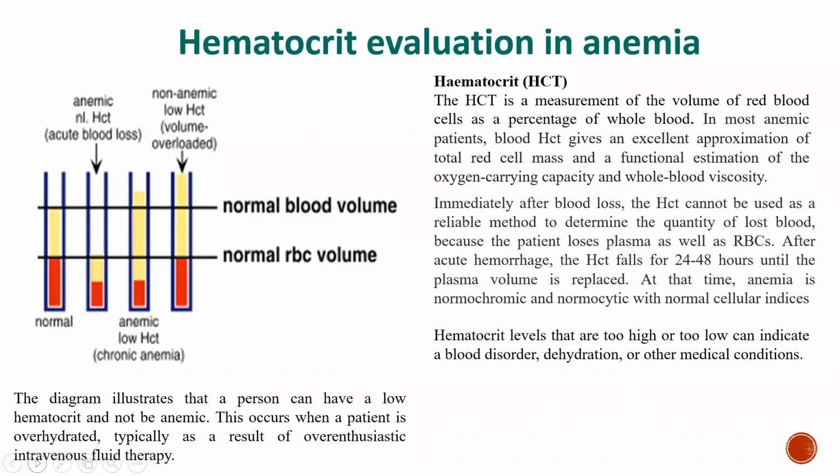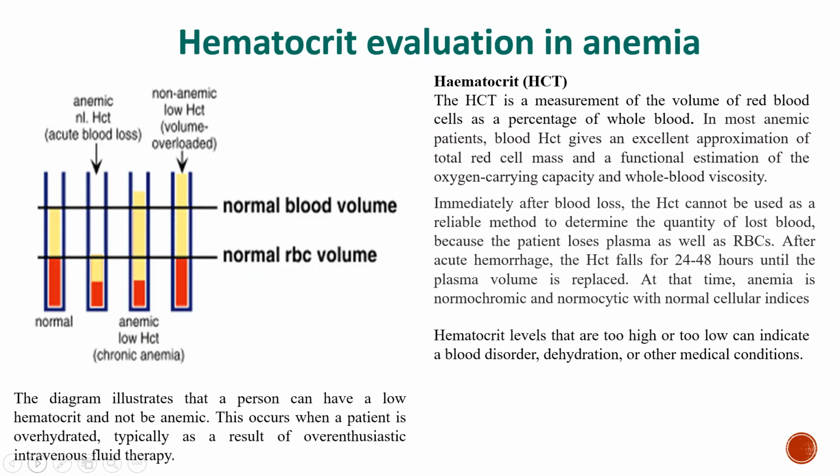The hematocrit is a measurement of the volume of the red blood cells as a percentage of the whole blood. In most anemic patients, blood hematocrit gives an excellent approximation of the total red cell mass and the functional estimation of the oxygen carrying capacity and whole blood viscosity. Immediately after blood loss, the hematocrit cannot be used as a reliable method to determine the quantity of the blood loss, because the patient loses plasma as well as red blood cells.